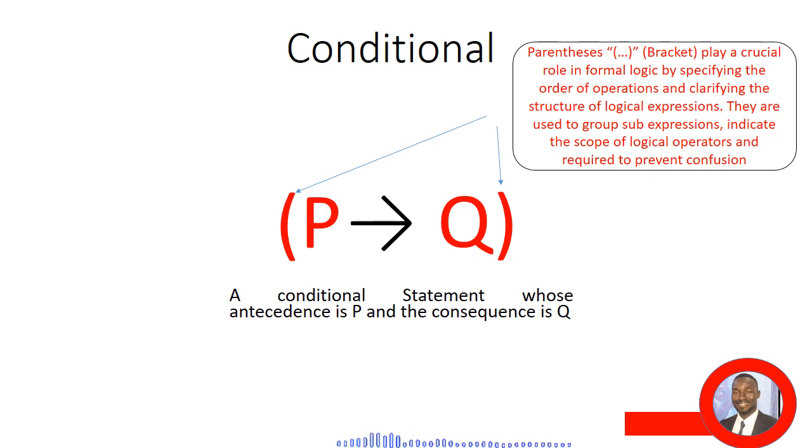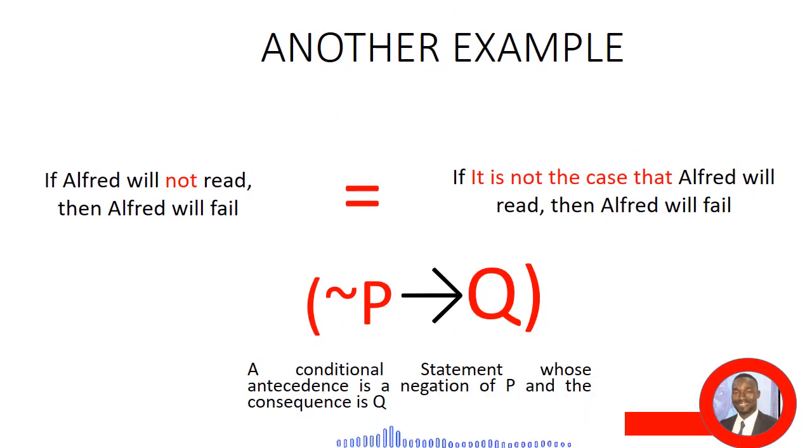If you notice also, we have the parentheses, which people usually call brackets. It plays a crucial role in formal logic by specifying order of operation and clarifying structure of logical expressions. They are used to group sub-expressions, indicate scope and logical operation, and required to prevent confusion. I want to assume at this junction that we understand what the conditional statement is.